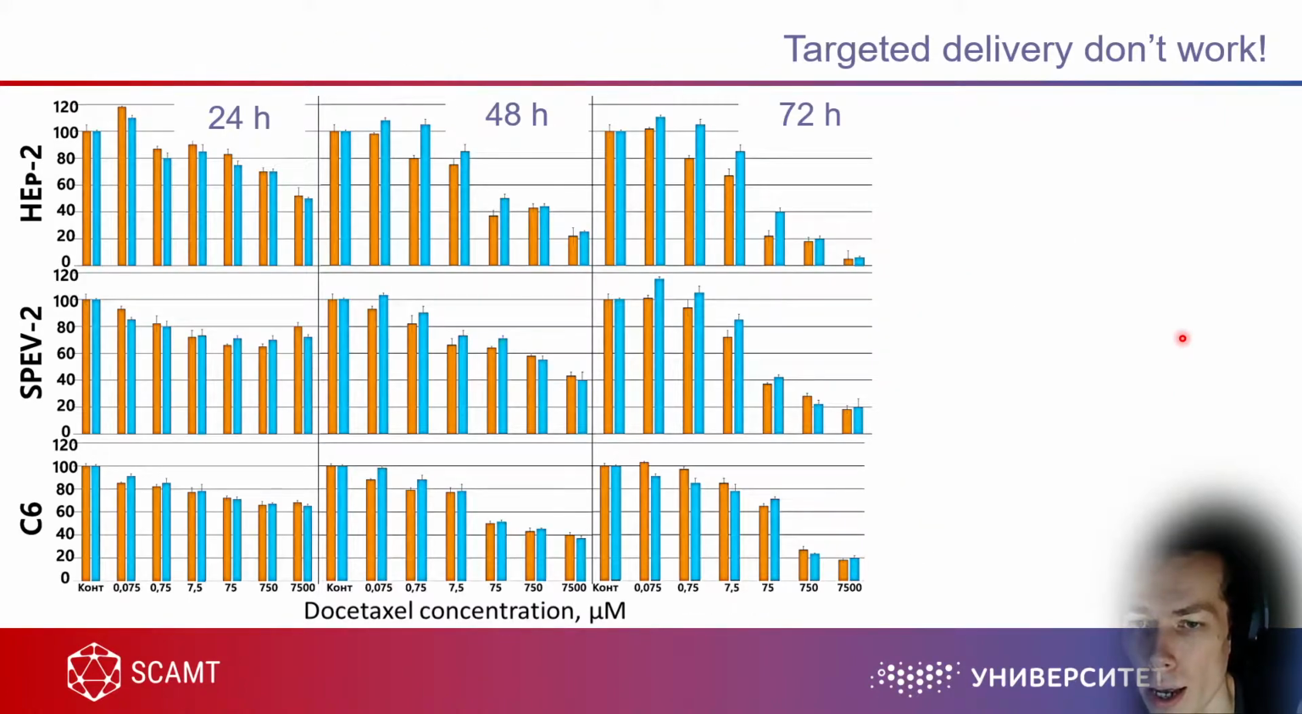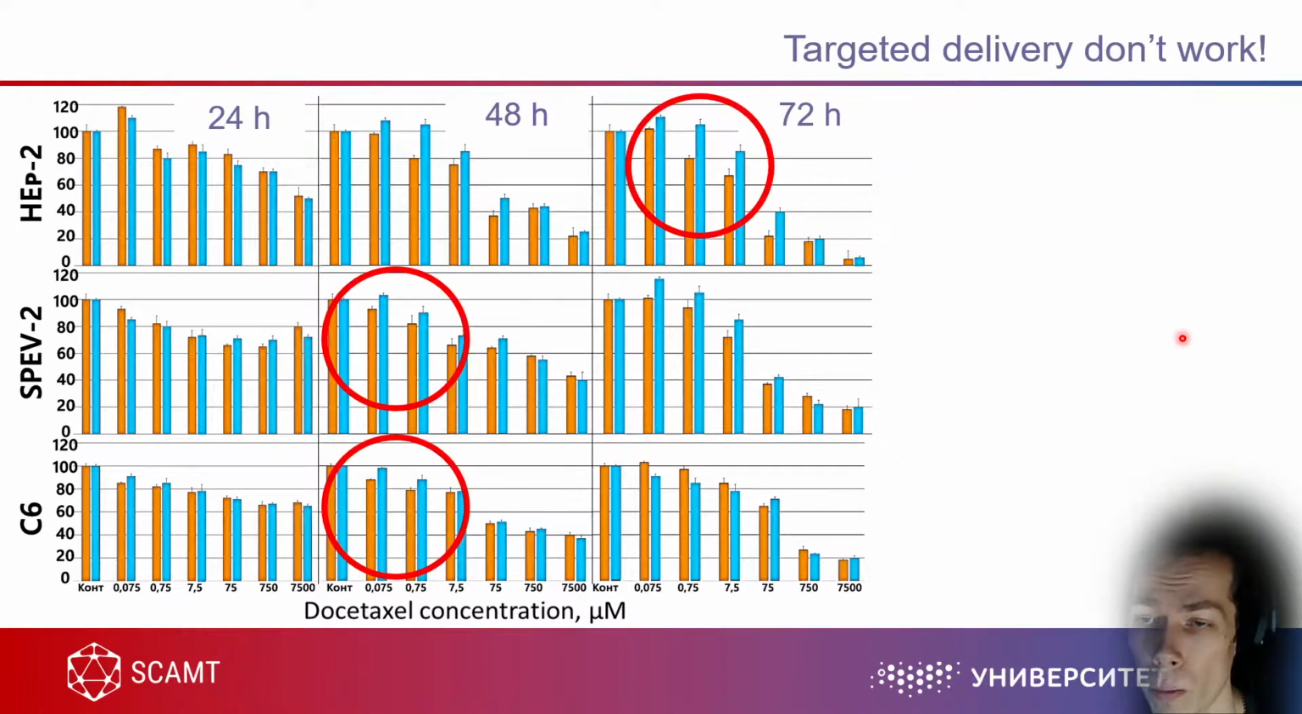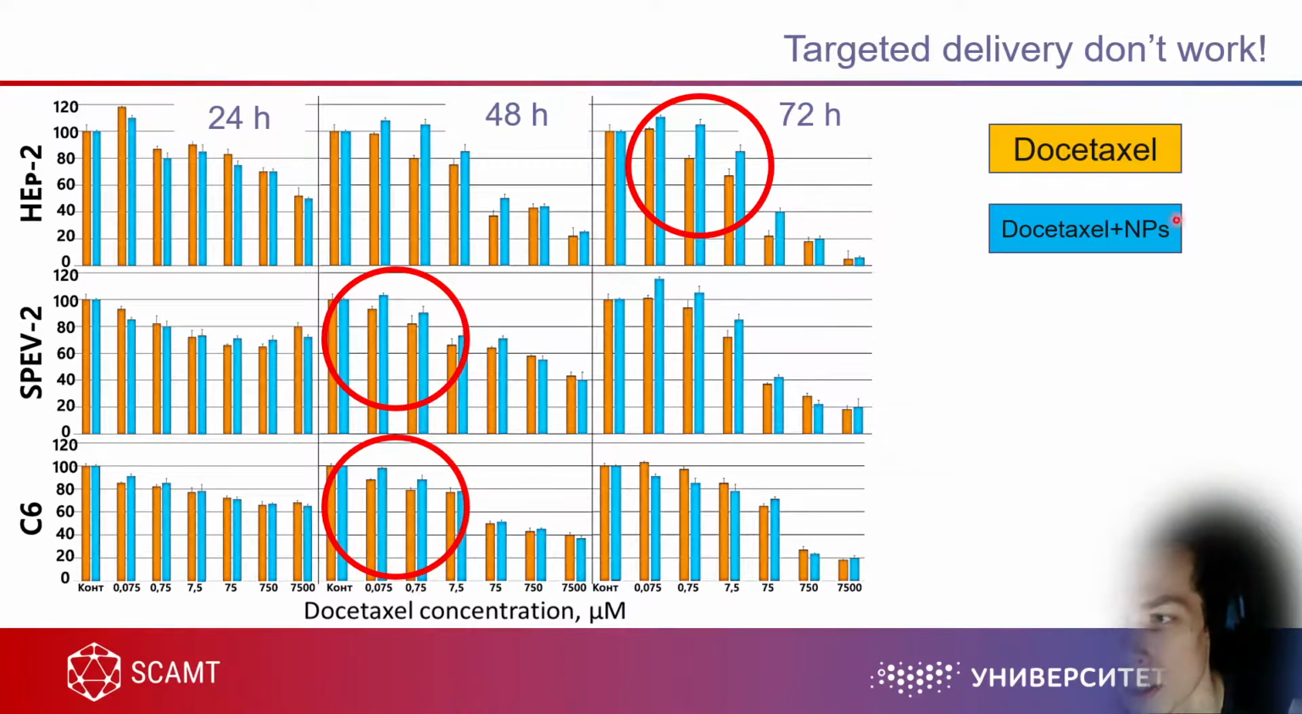But when we add some targeted moiety using gold nanoparticles, and we deliver some of this docetaxel drug into our cells, there were completely opposite results, because as you can see in these circles, the blue bar is higher than the orange bar. And what's so special, you ask? Because the blue bar is the docetaxel conjugated with nanoparticles, and as you can see, cell viability increases after conjugation.